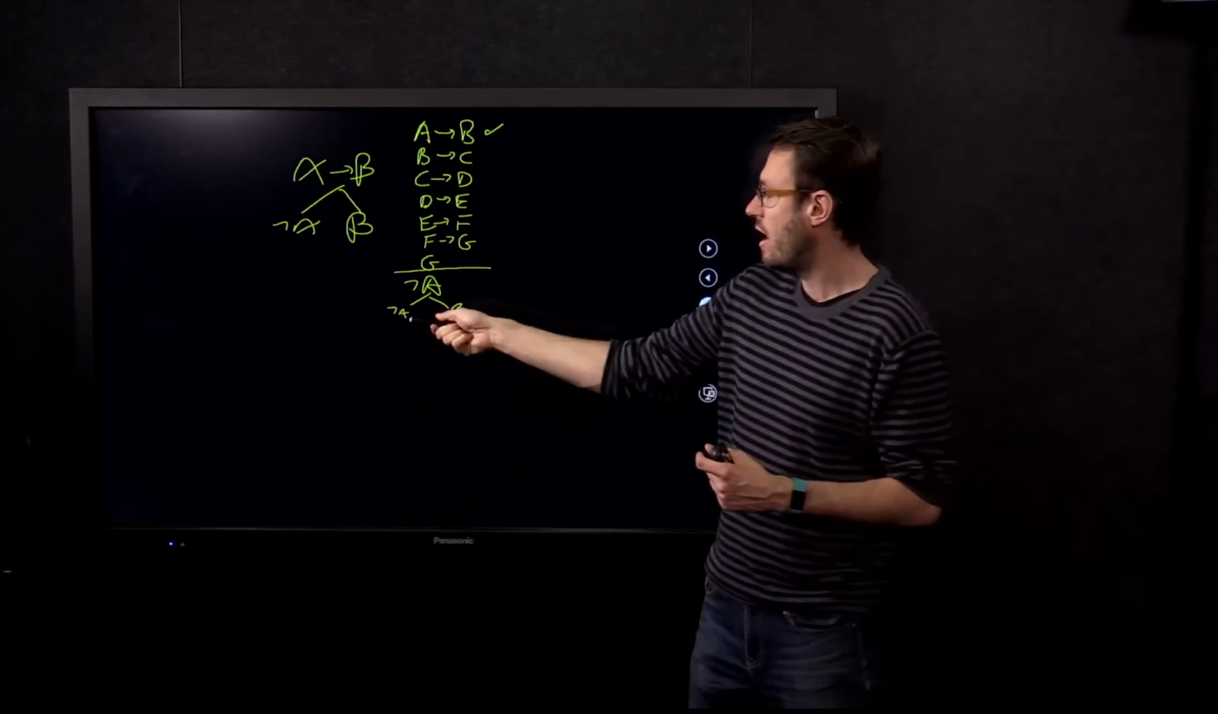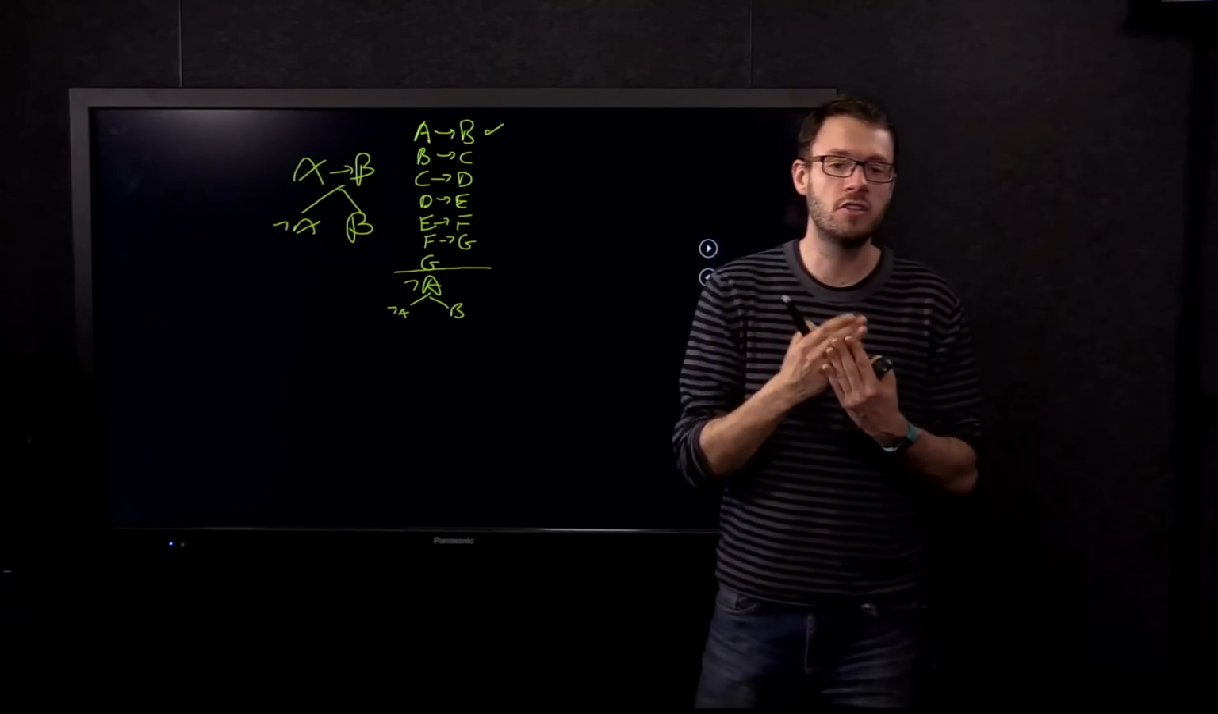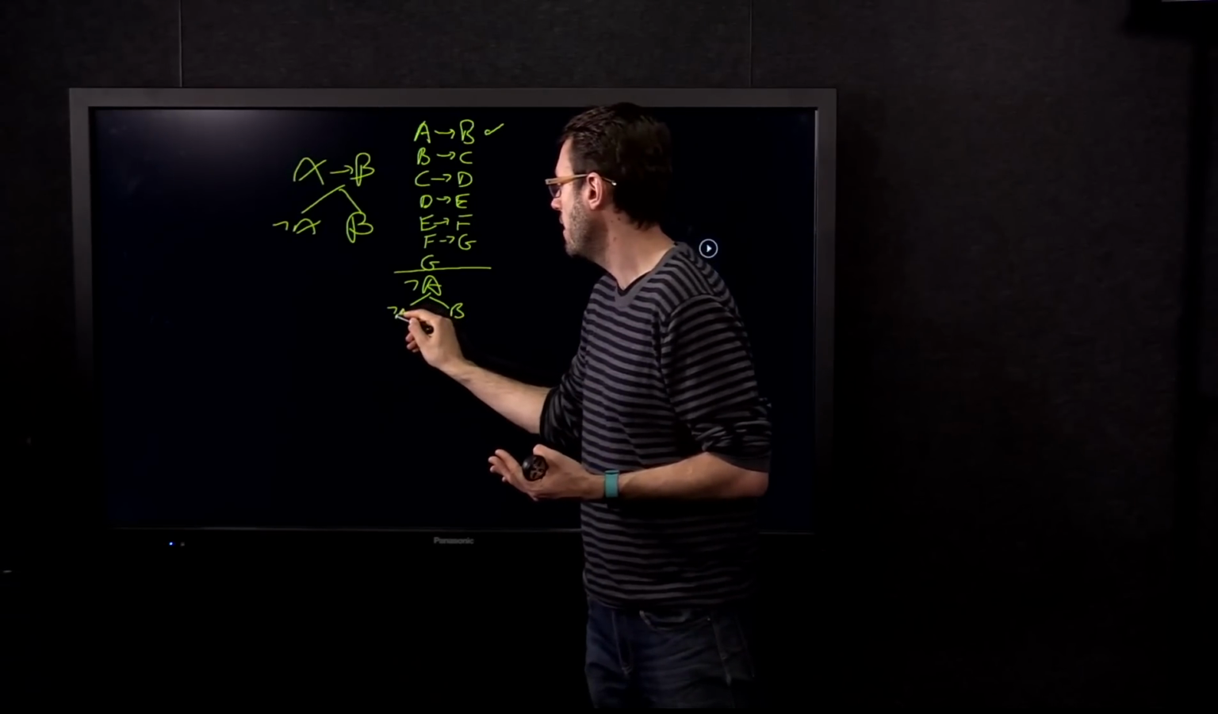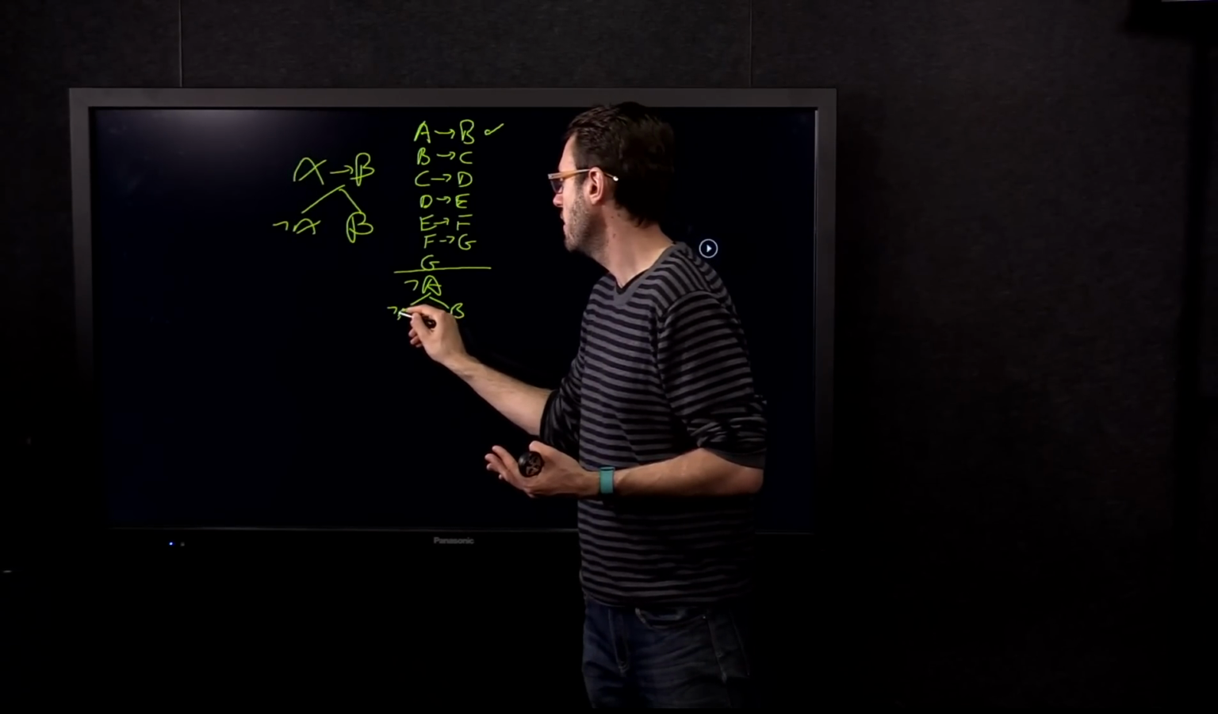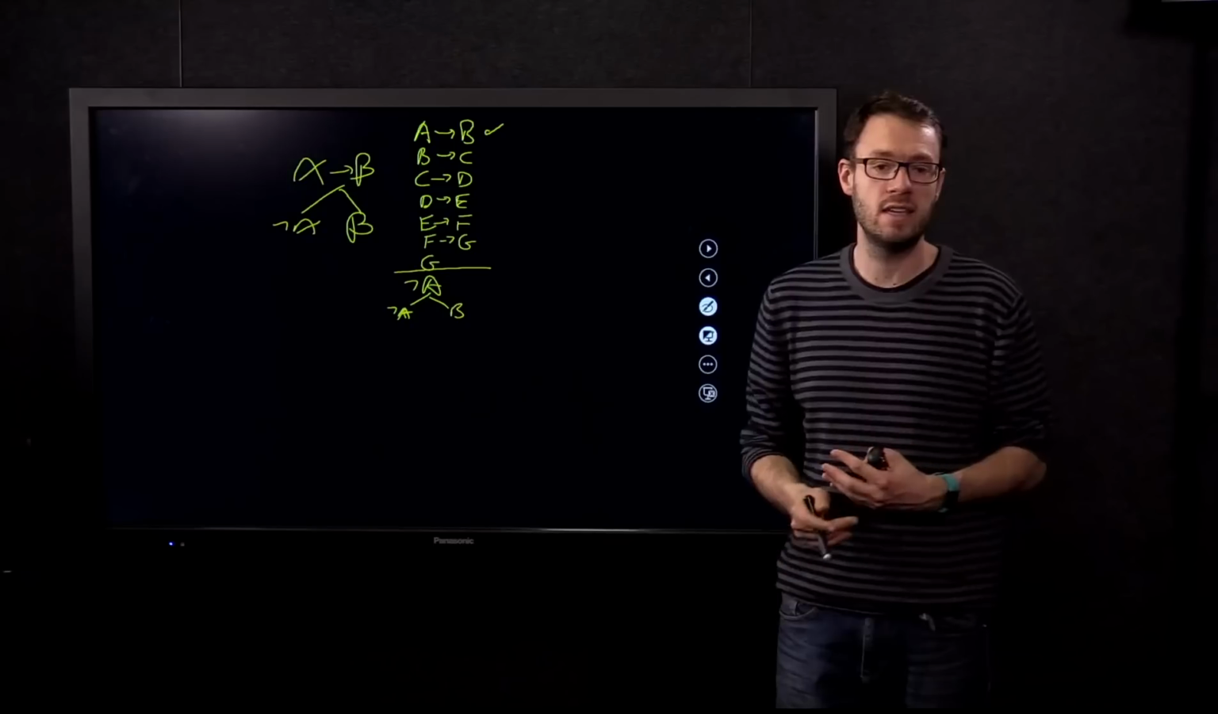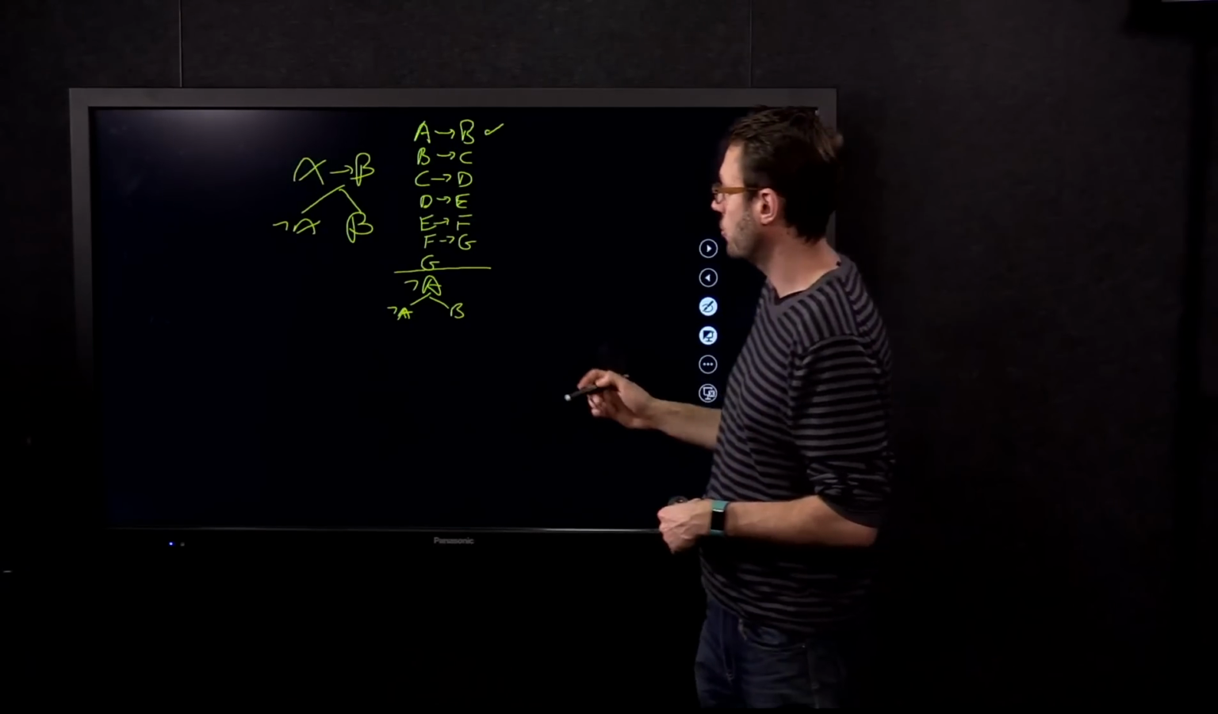Now notice that this not A and this not A, they don't close off, because in order to get closure, we need a proposition and its negation, and all we have are 2 not A's here, right? So they just stay around in the tree.